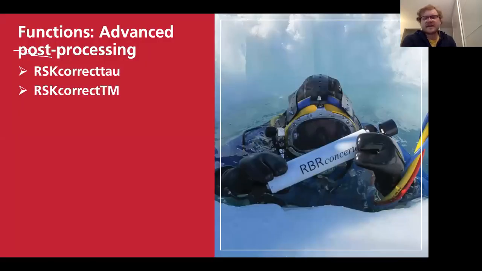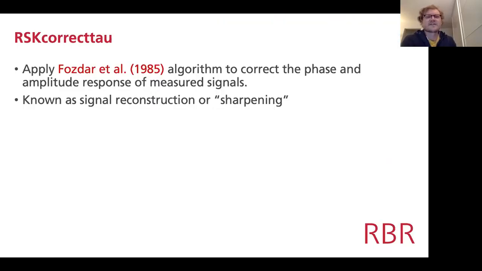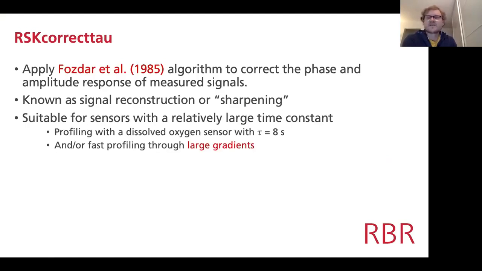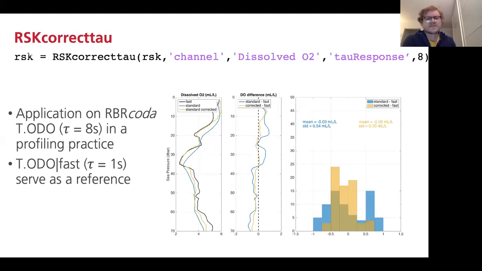There are a couple more advanced functions that I didn't want to get into today, but there's a correct tau algorithm, which is a sharpening algorithm. If you have a slow response sensor like an 8-second optode, you can reconstruct the high frequency part of that with RSKcorrecttau. It uses a particular algorithm by Fozdar. I'm going to skip through this pretty quick, but here's a graph illustrating the output of that function and how it recovers some of the high frequency energy.